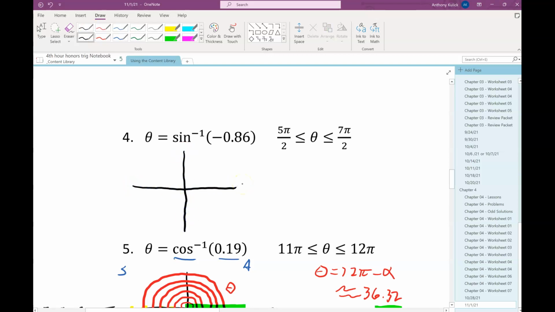So again, we'll start by kind of drawing our picture. So 0, pi over 2, pi, 3 pi over 2, 2 pi, 5 pi over 2, 3 pi, and then 7 pi over 2. So we're looking at quadrants 2 and 3.